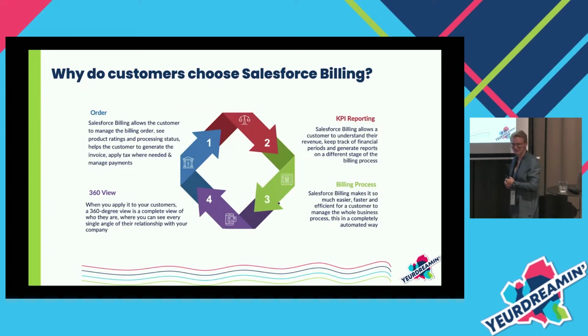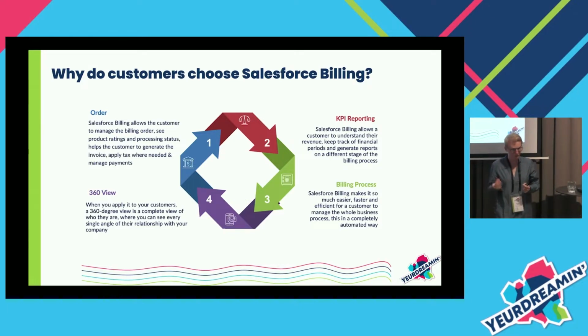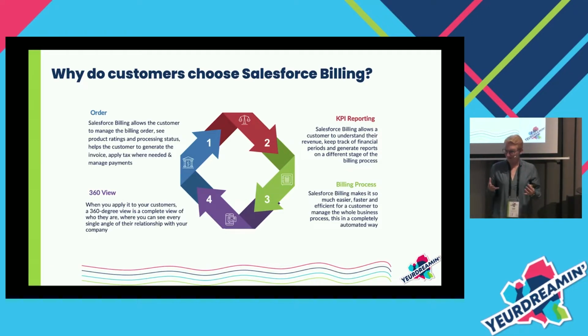Now, why do customers choose exactly Salesforce Billing and not, like I said in my introduction, other tools like SAP or Oracle? First of all, because of the order. If you know the data model of Salesforce CPQ a little bit, we are going to create an opportunity. Out of that opportunity, we are going to create a quote. We are going to select our product. We are going to send that quote to our customers. Customers are going to accept that quote. And out of the quote acceptance, we are going to create an order.